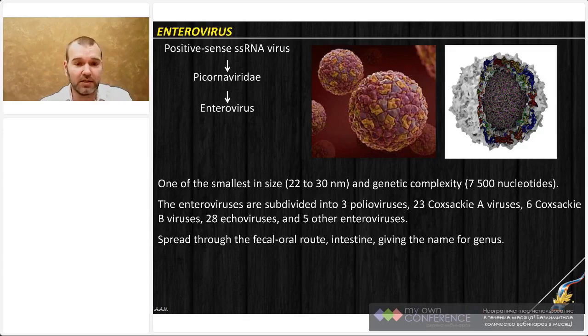Enteroviruses are among the smallest viruses in size. They can be as small as 22 nanometers in diameter, and they have one of the most primitive genetic structures, with fewer than 10,000 nucleotides. We have a very difficult and confusing classification of enterovirus, and different books, written in different time periods, can have different classifications of these viruses, so sometimes you become confused.